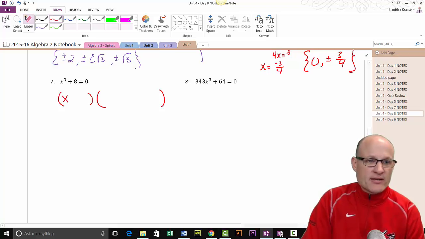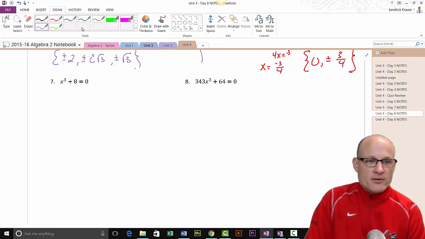Oh, wait. I got to put the signs in. I probably should just think about this, though. I don't want to use that. Let's go back to red.